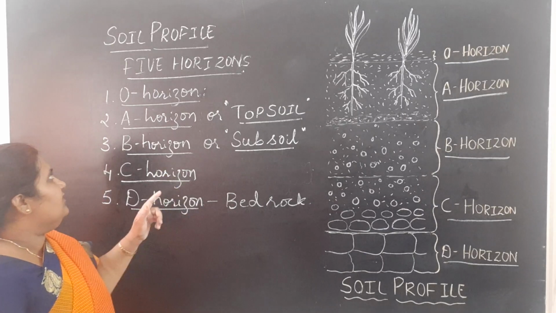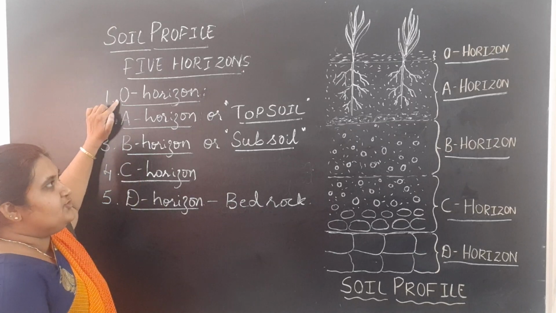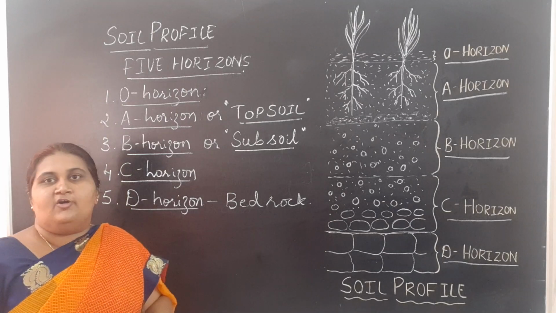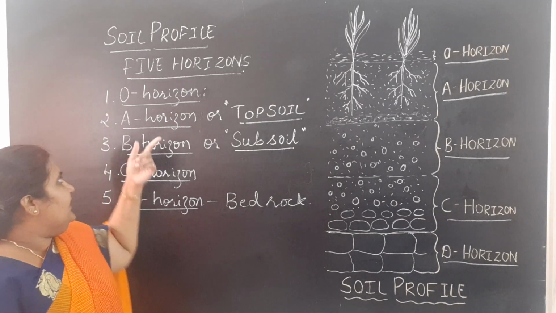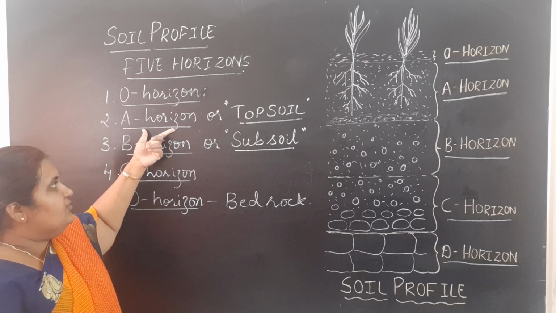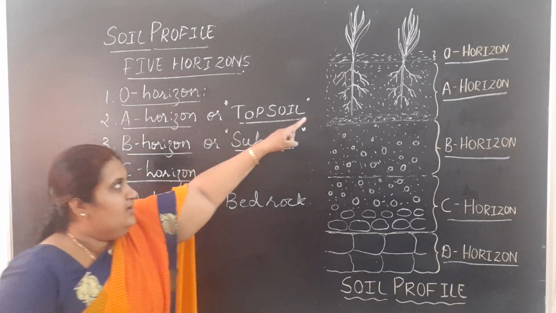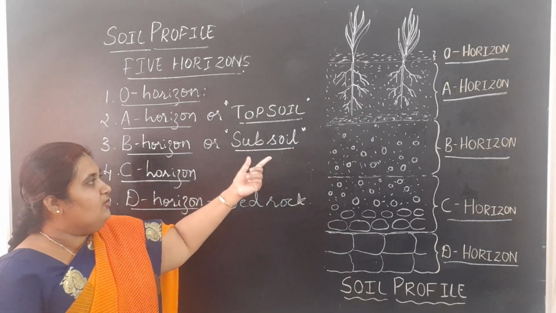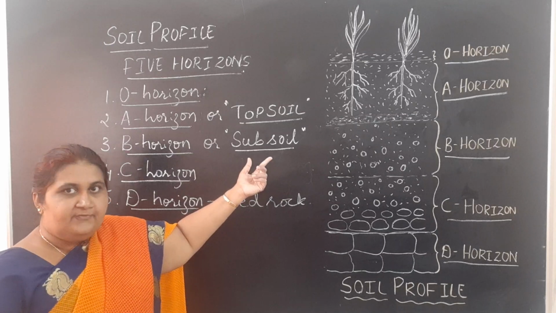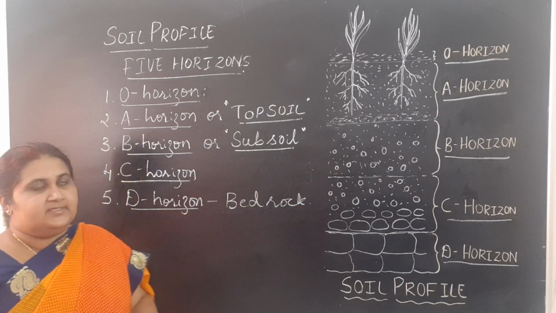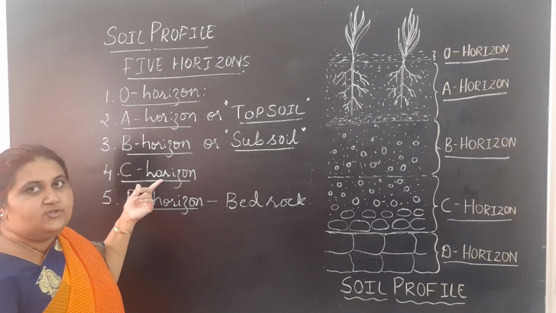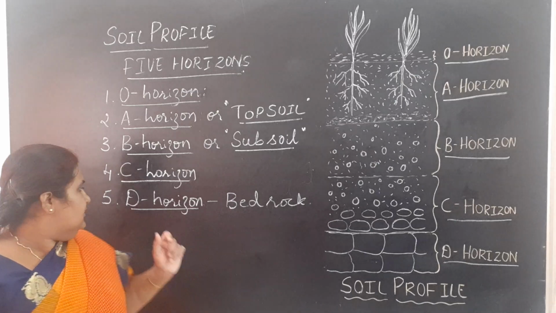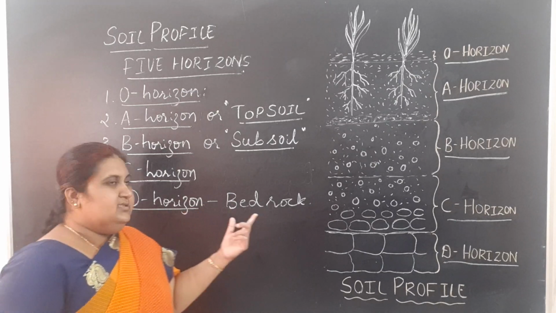Once again, in short, I will repeat. O horizon, the uppermost layer, comprises partially or freshly decomposing organic matter. A horizon, also called topsoil, plant roots are present. B horizon, also called subsoil, horizon of illuviation, groundwater is present. C horizon, where the process of weathering is seen. D horizon, the bedrock.